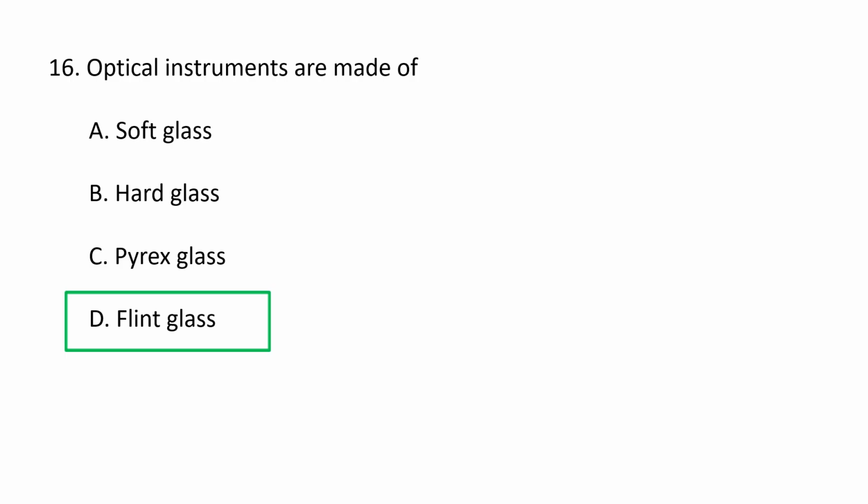Flint glass. Many optical instruments are made of flint glass because of its high refractive index, that is 1.45 to 2, and high dispersion. It is widely used for lenses, prisms, and components in cameras, microscopes, and telescopes to control light path and reduce chromatic aberration. It often contains lead, making it dense and brilliant.